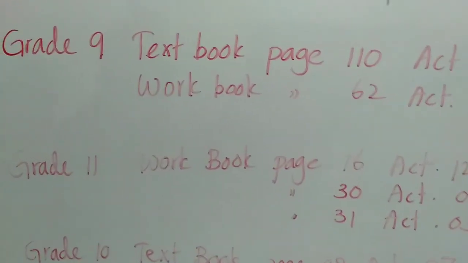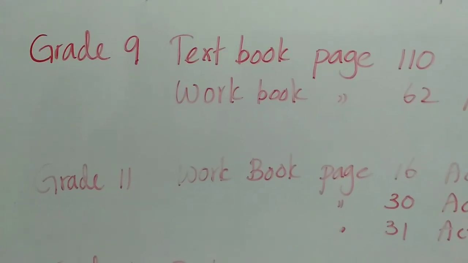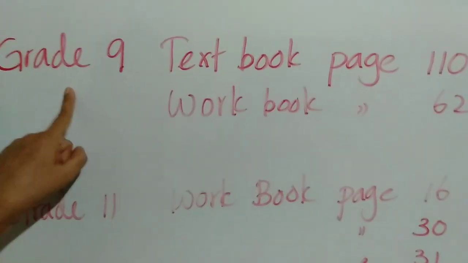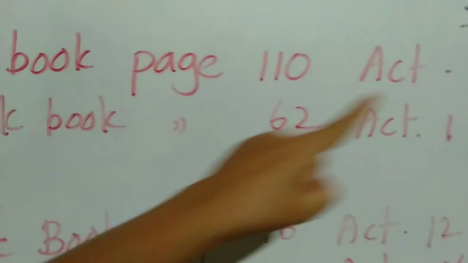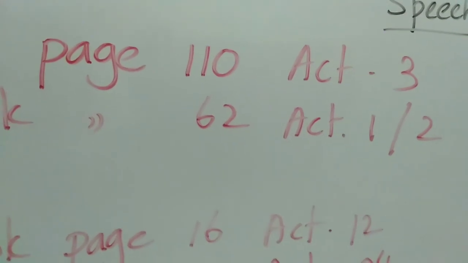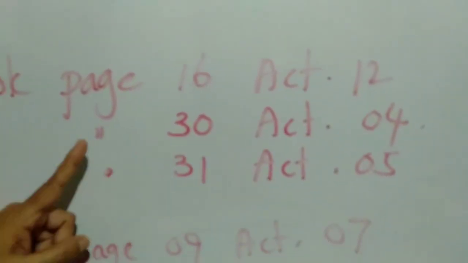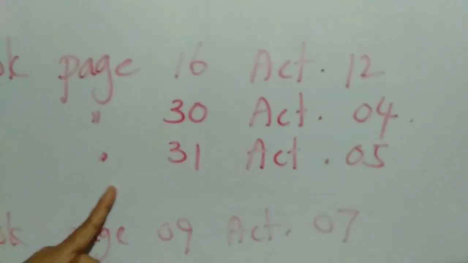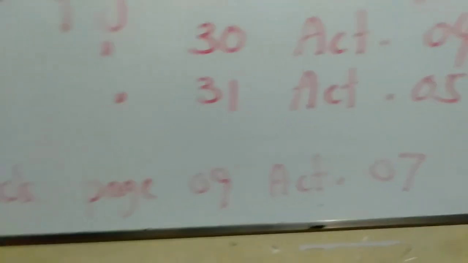Now I am going to assign you the activities based on this direct speech into indirect speech or reported speech. For grade 9, textbook page 110, activity 3. You follow all these activities and do workbook page 62, activity 1 and 2. When you come to grade 11, workbook page 16, activity 12, page 30, activity 4, page 31, activity 5. Grade 10 students can do textbook page 9, activity 7.